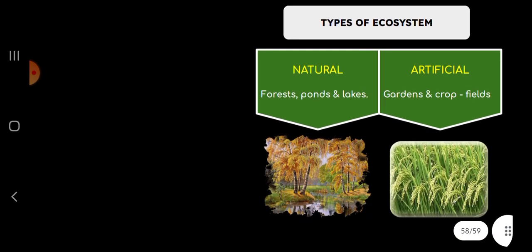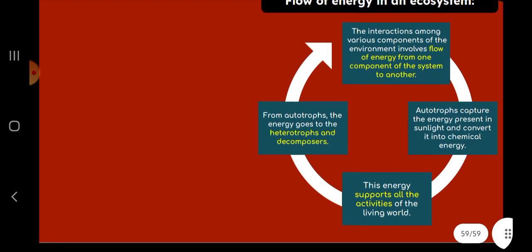Types of ecosystem: natural and artificial. Flow of energy in an ecosystem. The interaction among various components of the environment involves flow of energy from one component to another. Autotrophs capture the energy. This energy supports all activities. Then from autotrophs, energy goes to heterotrophs and decomposers.